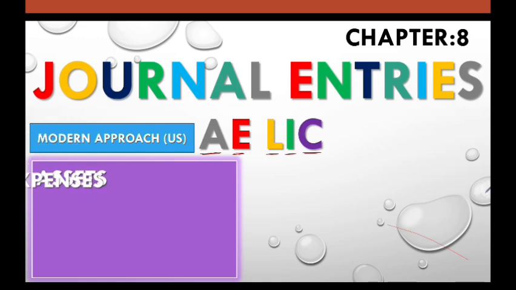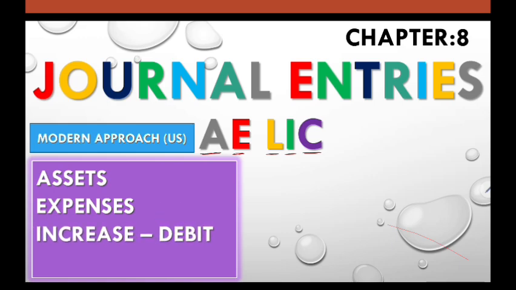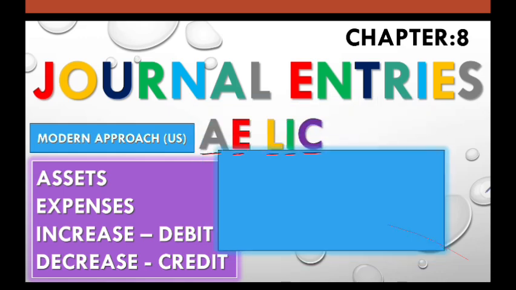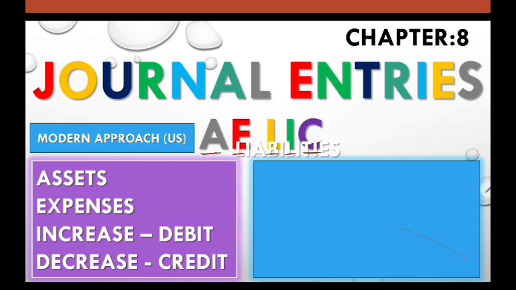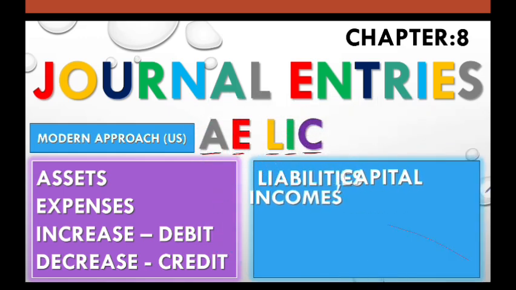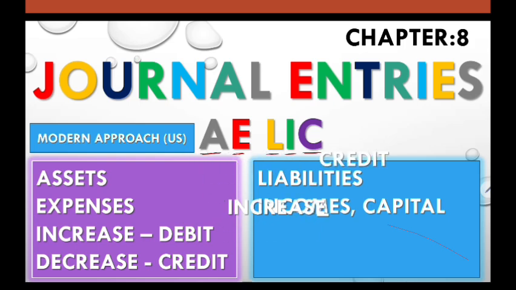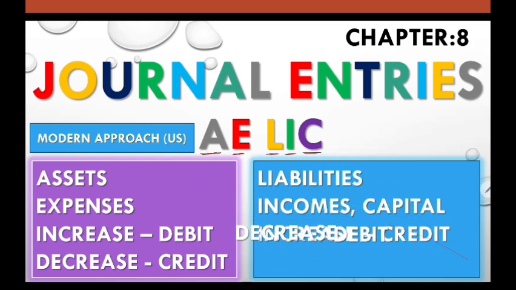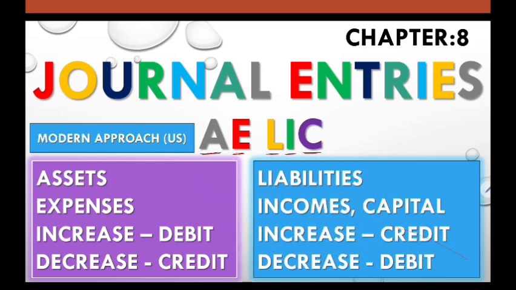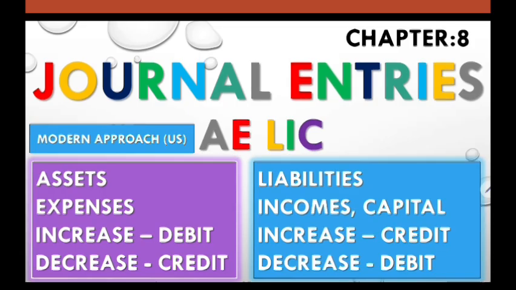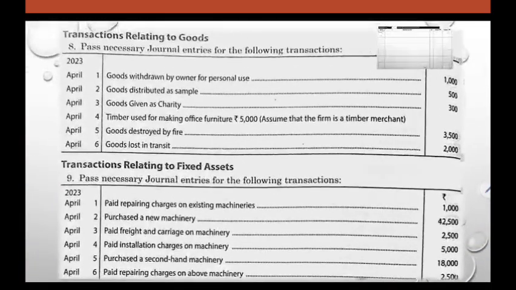Assets and expenses. The rule is, asset or expenses increase, debit; decrease, credit. Similarly, liabilities, incomes, capital: increase, credit; decrease, debit. While passing journal entries, you can follow any approach, whether it is the golden rule approach or the modern approach. Whatever approach you follow, the journal entry will be the same. So we need not worry what approach we are following.